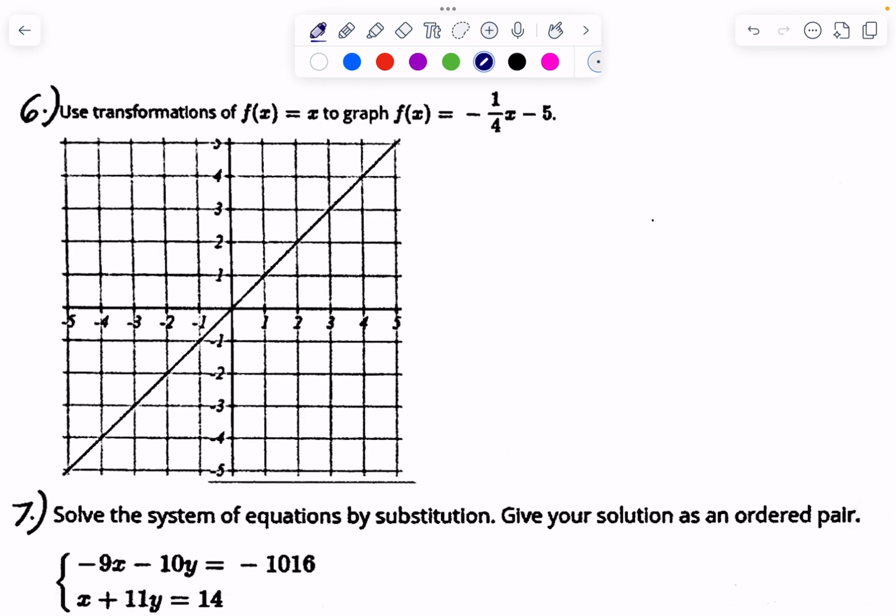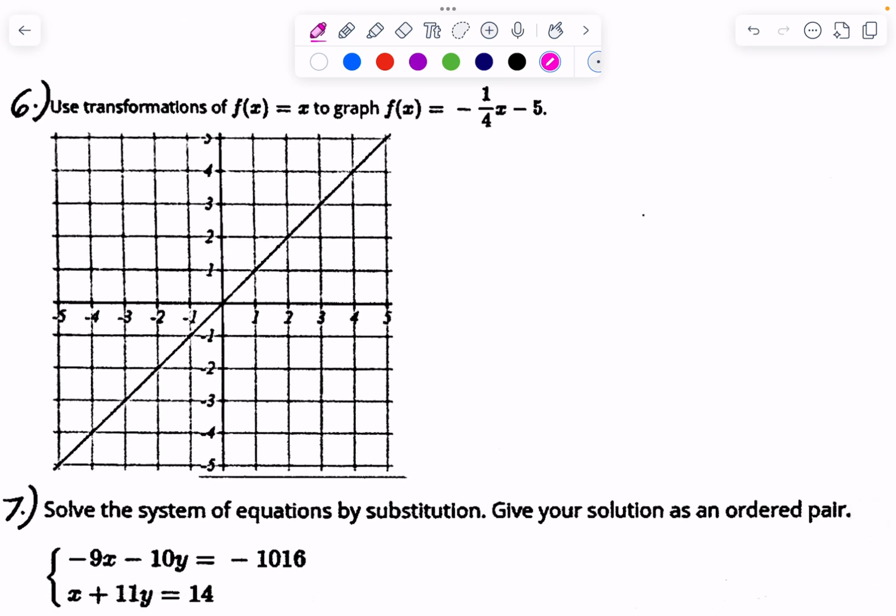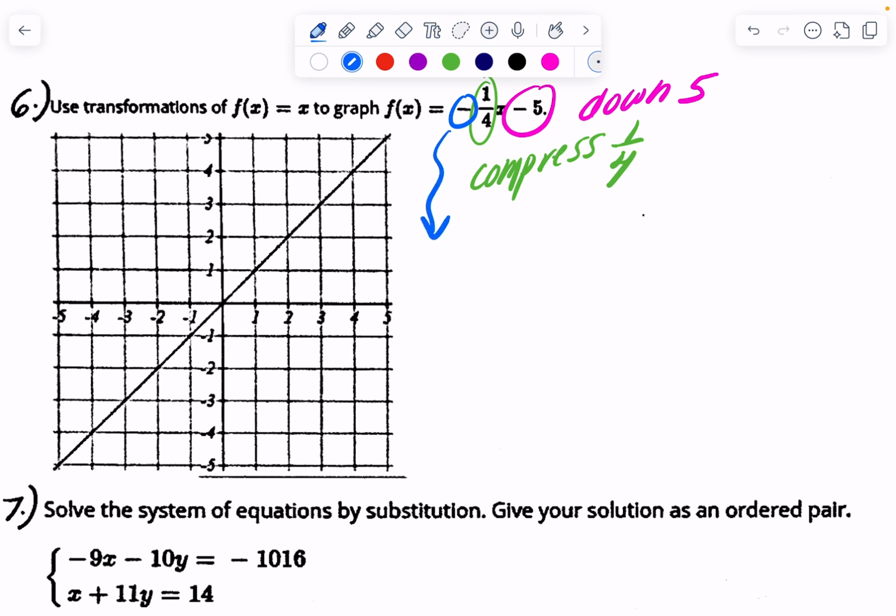Use transformations to graph this. So what they want you to do is, I would do this the cheating way, in a way. It's not really cheating. It's using math to your advantage. I would say, okay, if you're forcing me to think about this as a shift from a parent function, then this is shifted down 5. It was a line that was shifted down 5. It was compressed by a fourth. And it was reflected, because this is how shifting works. Shifting works the same for all functions. It was reflected over the x-axis.